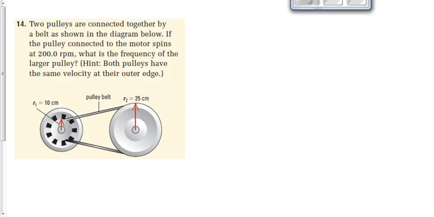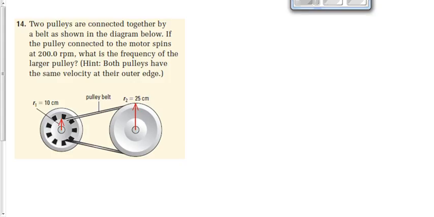What's the error in that, Alan? Yeah, it should be speed, because the direction isn't the same at any given point necessarily. So we're going to say that both pulleys have the same speed at their outer edge.